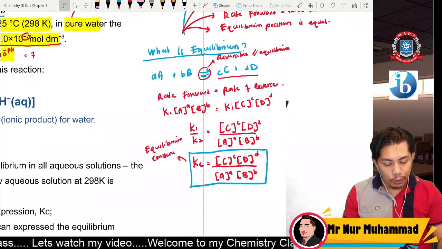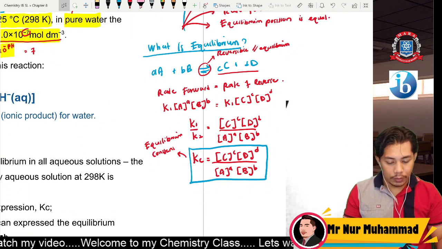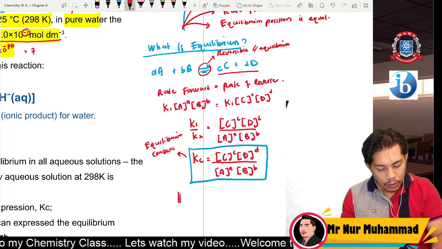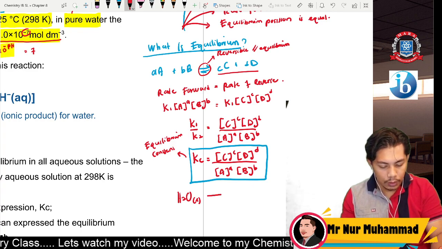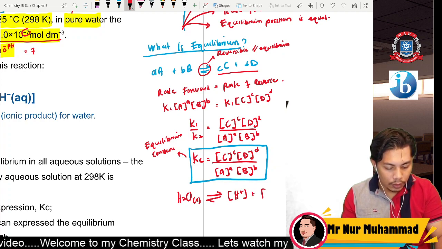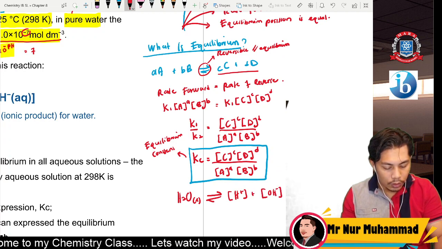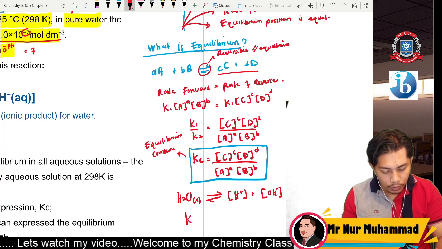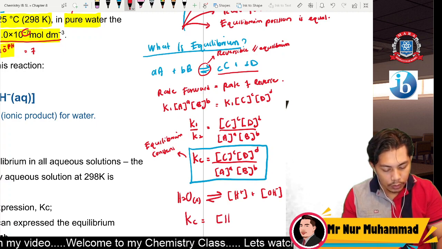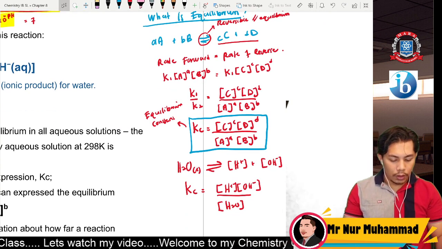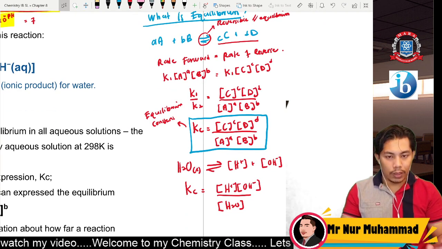But when the reaction involves water, let's see, the reaction of water, H2O liquid, produces hydrogen ion plus hydroxide ion. There is no power here because the coefficient is 1. Based on the equilibrium constant, we can come out with the formula. For water, this is specialized.